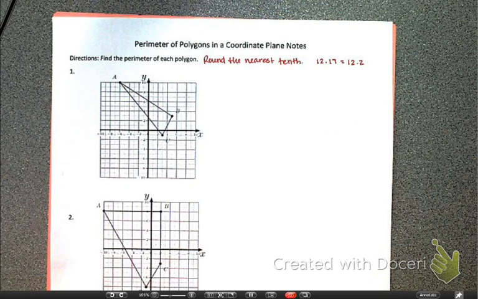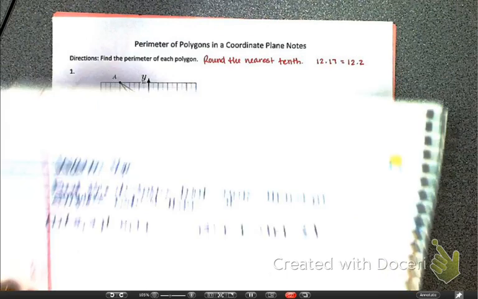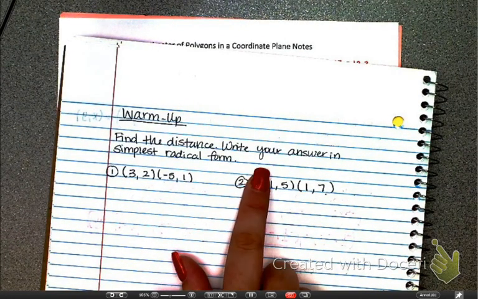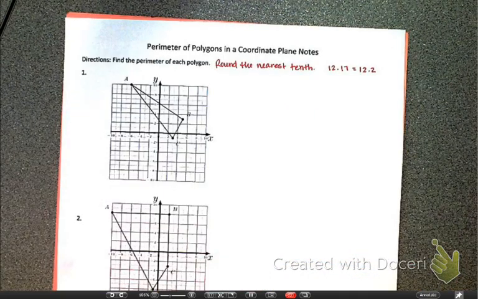If you looked at the directions in your warm-up, the direction says write your answer in simplest radical form. That's where we actually simplify the radical and we don't have any decimals. Okay, we do the factor tree. So you need to make sure you read directions so you know what you're being asked to do.